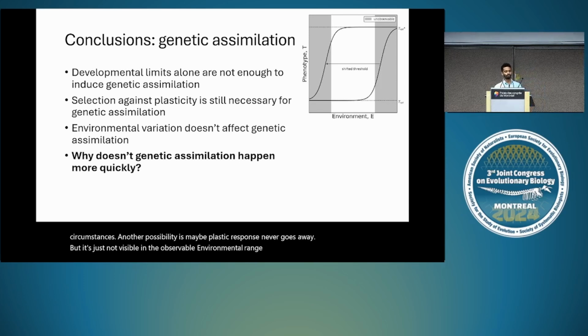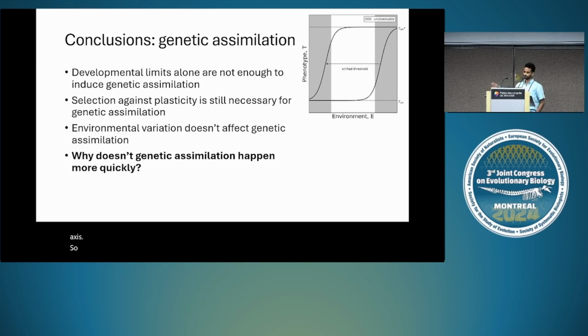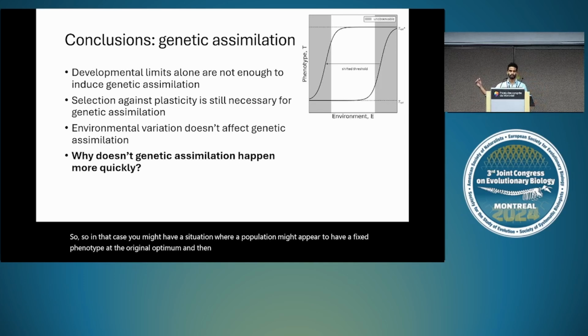So in the horn beetle example I showed earlier, genetic assimilation was observed through a shifting threshold, which in our model would be equivalent to shifting the position of the inflection point on the environmental axis. So in that case, you might have a situation where a population might appear to have a fixed phenotype at the original optimum, and then when it's subject to environmental change, the threshold shifts to the left and appears at first that there's a plastic response to the environment, but once the threshold is completely shifted to the other side, it again looks like a fixed phenotype in the novel environment.